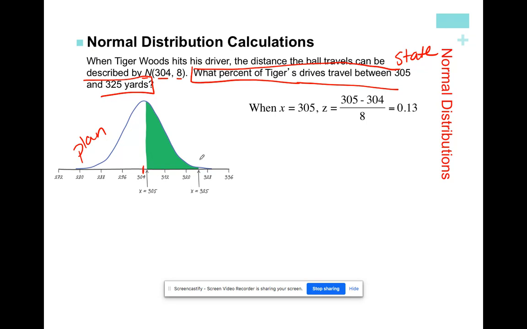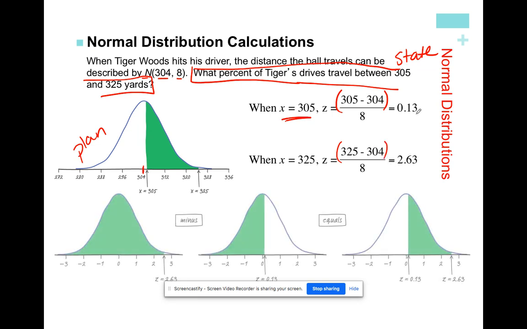So then we need to standardize. And because we're between two distances, we need two z-scores. So for the 305, it's always observation minus the mean over standard deviation. And again, watch that order of operations, either parentheses or two separate steps. We also need a z-score for 325. So 325 minus 304 over 8. So we then want the probability that it's between those two values.